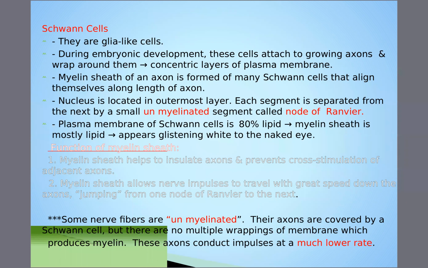The main function of the myelin sheath is to insulate the axon and prevent cross stimulation of the adjacent axon.